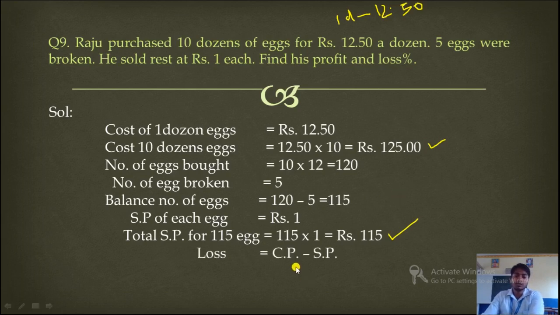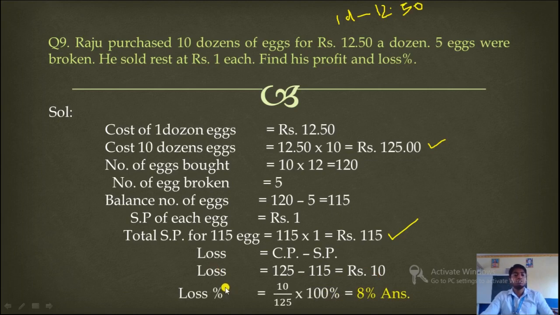So loss is equal to CP minus SP. CP, what is given here? 125 minus SP 115. When we subtract, we'll get here 10 rupees loss. Now here we got loss. Now we have to find out loss percent. The formula of loss percent is loss by CP into 100%.